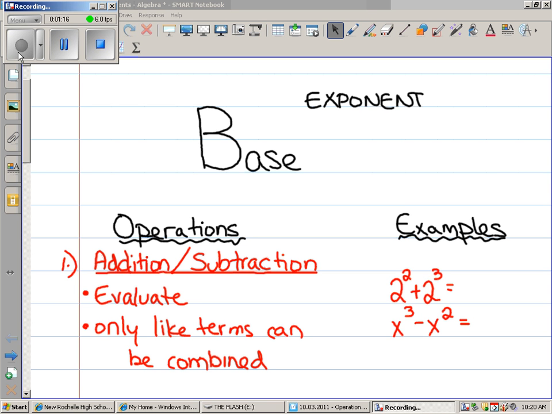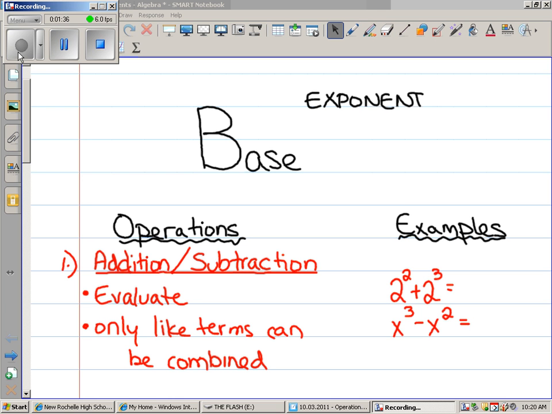Our discussion centers on adding and subtracting things that have exponents, multiplying and dividing things that have exponents, raising things with exponents to other exponents. And take a look at our first example. So addition and subtraction. You see on the right side, 2 squared plus 2 cubed. What do you do with that?